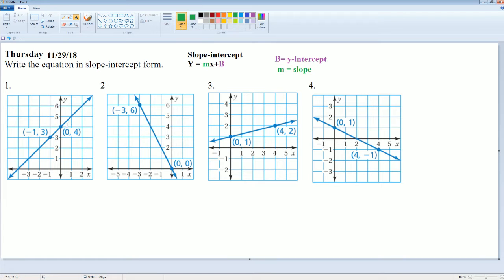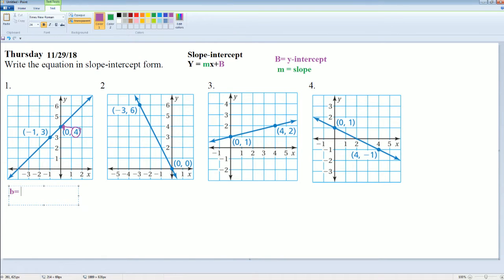Let's look at number 1. We could already find the y-intercept. Looks like it is right here. That is the point that is crossing the y-intercept. Okay, do you see that? So we can say that the y-intercept is equal to 4.